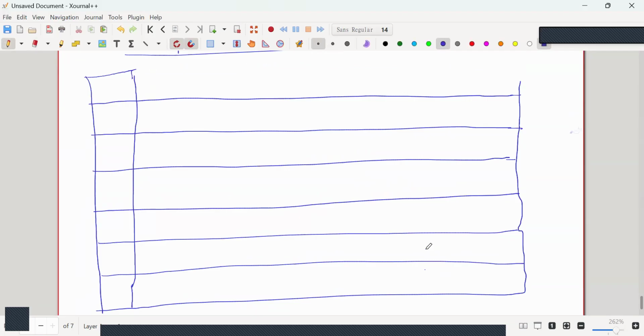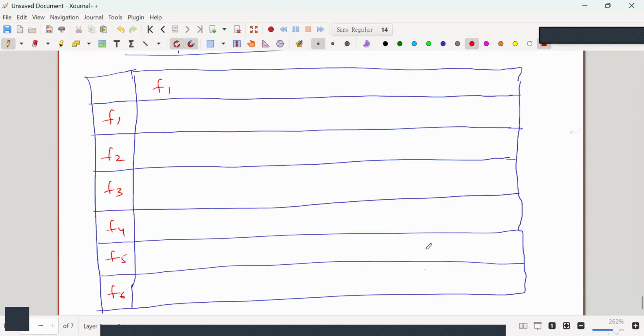So there are six elements. So let me just put them in these: F1, F2, F3, F4, F5, F6, F1, F2, F3, F4, F5, and F6. So you need to obtain the composition table.